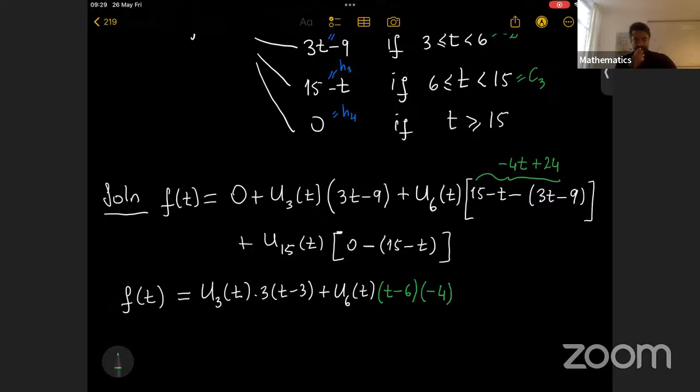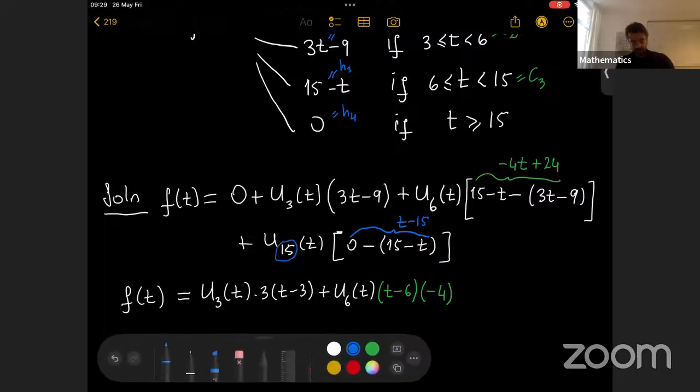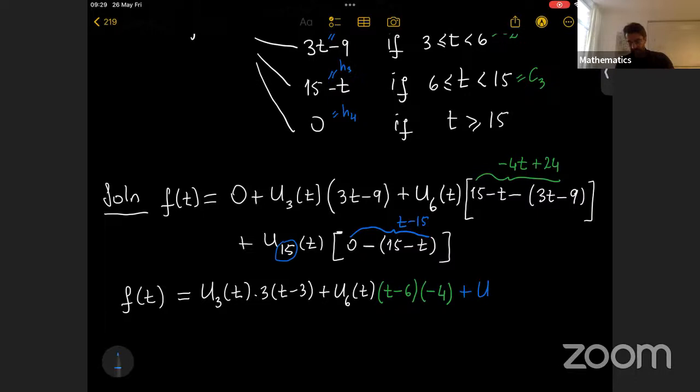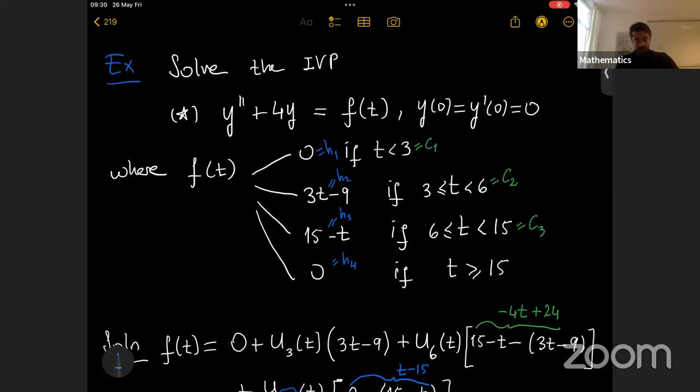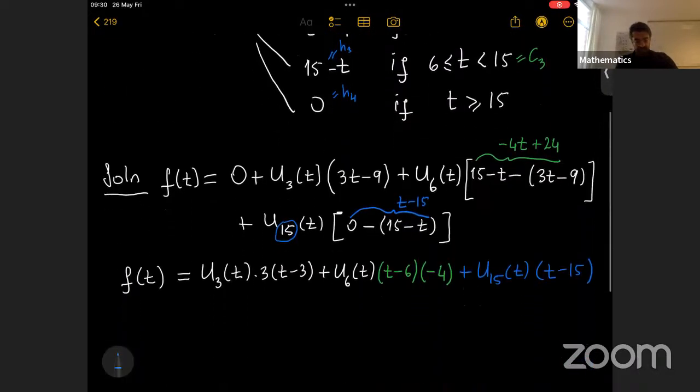Okay, that's one. And this one here is t minus 15. This is already in a good form because we have 15 here. So we have u sub 15 t times t minus 15. All right, so we rewrite f of t, and it's in a good form now. Next we apply the Laplace transform. Let's apply the Laplace transform here to start.